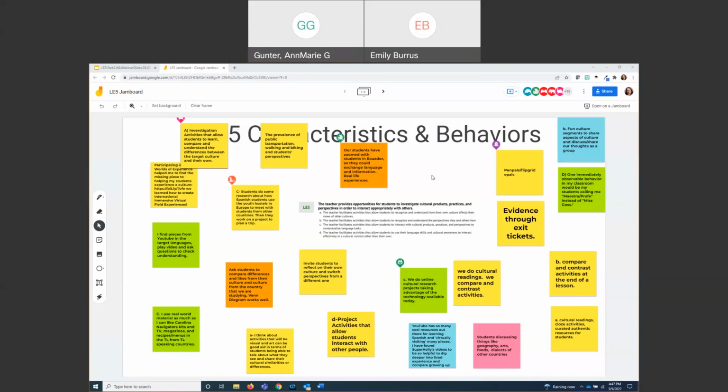We have people mentioning authentic resources like materials that are posted on YouTube by native speakers of the language or first language speakers. We have other resources like the Carolina Navigator Culture Kits, magazines, recipes, menus, all in the target language from the target language speaking countries. We've got people talking about cultural readings and doing cultural research projects using what's available online. We've also got people talking about interacting with others using the language, in fact, and having pen pals and Flipgrid e-pals.